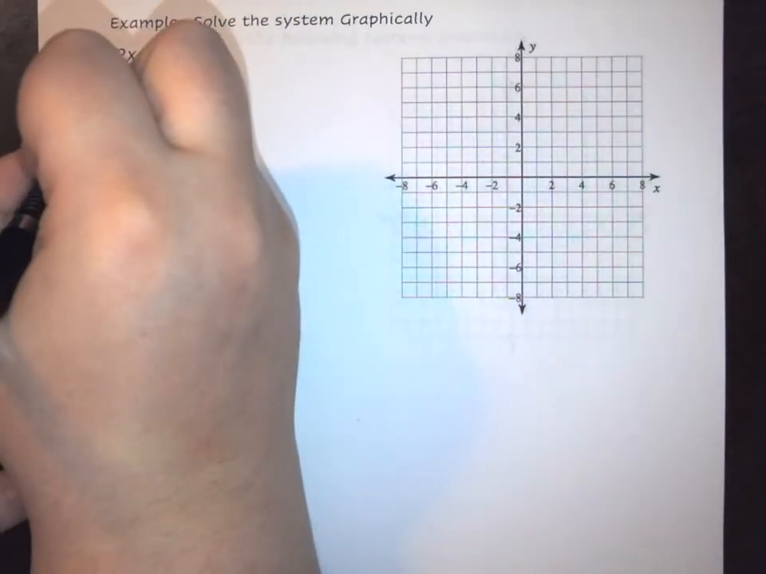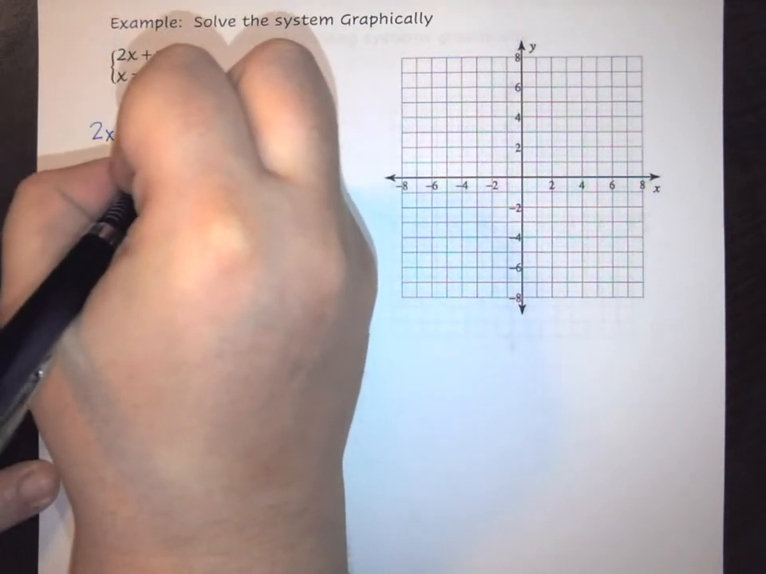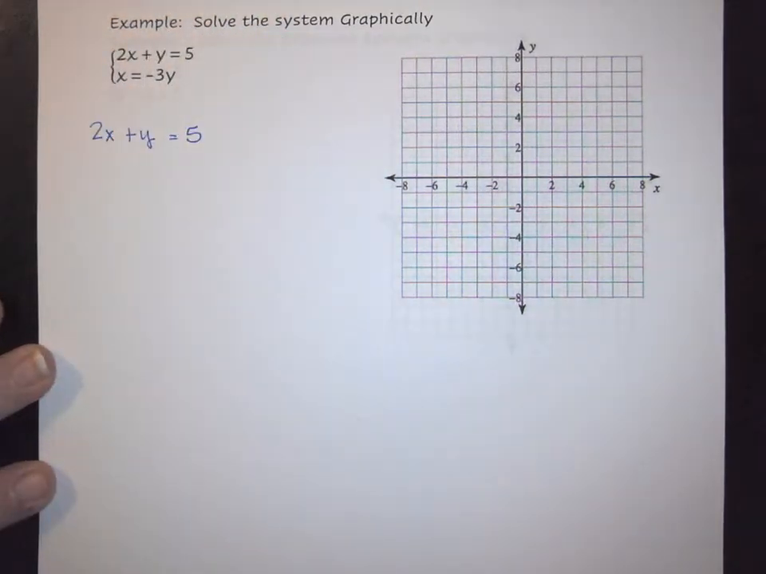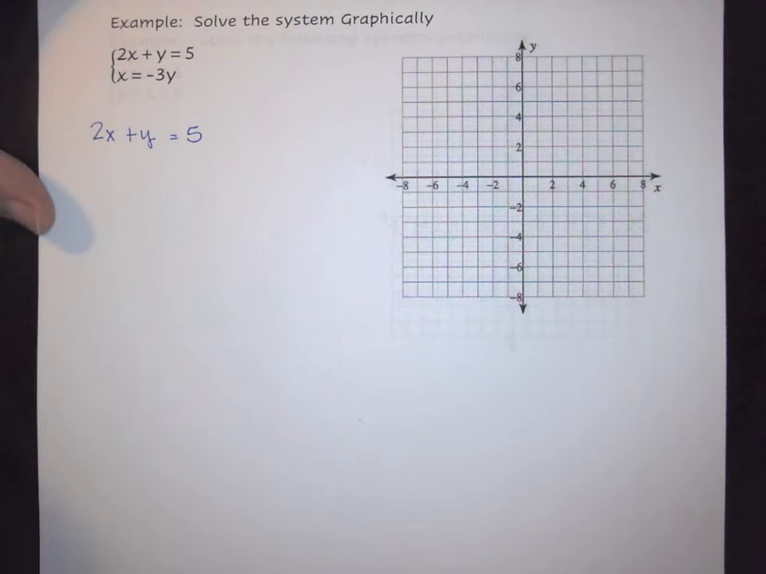So first we have 2x plus y equals 5. There are many ways to graph an equation, and what you have to do is graph it the way you are the most comfortable. Okay? So I'm going to show you within this system two different ways that we could approach graphing your equation so that you get the answers that you're looking for.